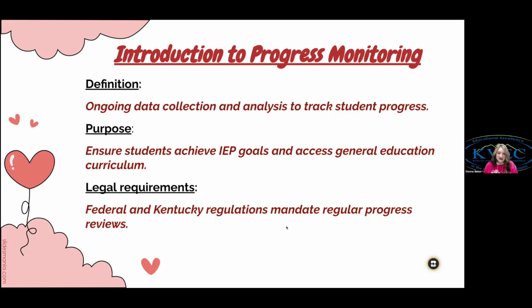And then the other thing is the legal requirements. We have federal regulations around IDEA, and we have Kentucky regulations that mandate that we do progress reviews. We're required to review students' progress at least annually, but we want to do that more often, because that allows us not to wait till the end of the year to say, oh, the student didn't make adequate progress, or their rate of growth was significantly slower, or we weren't seeing any progress at all. We don't want to wait till the end of the year, or the end of that IEP cycle. We want to make sure we check those things as we go along.